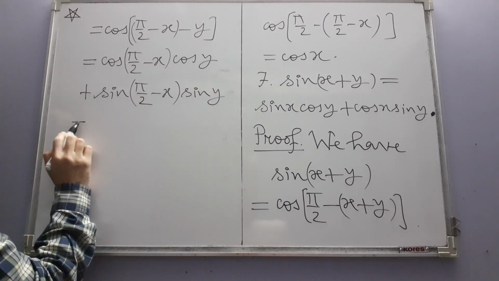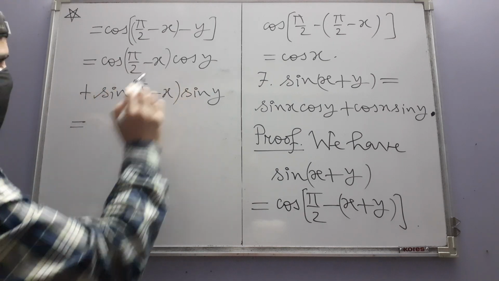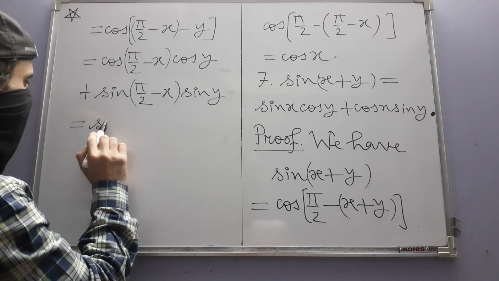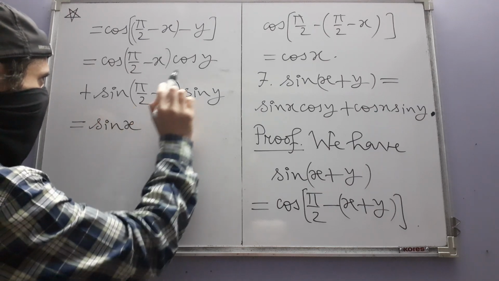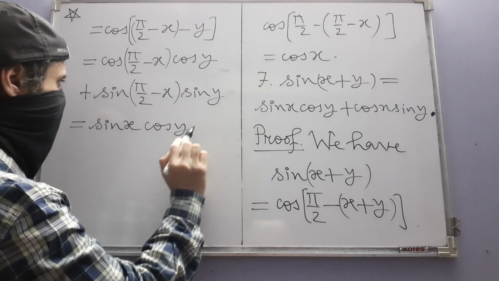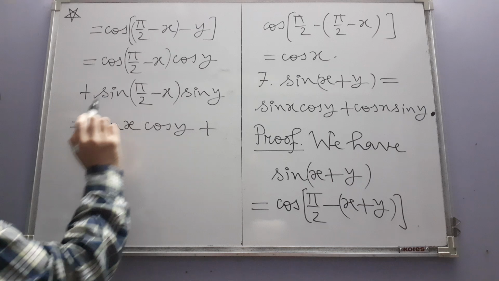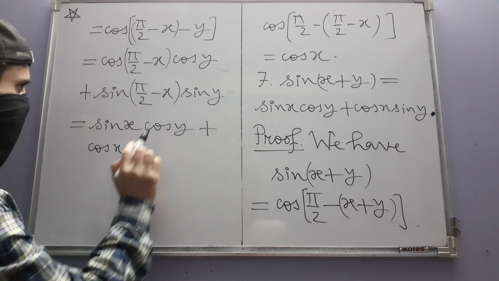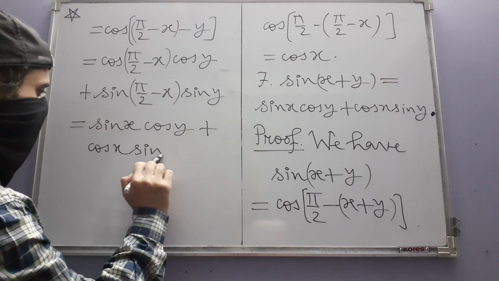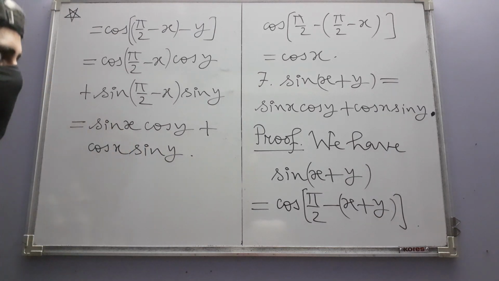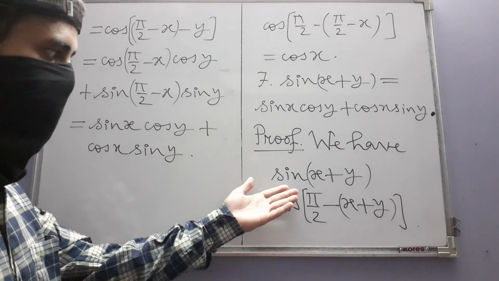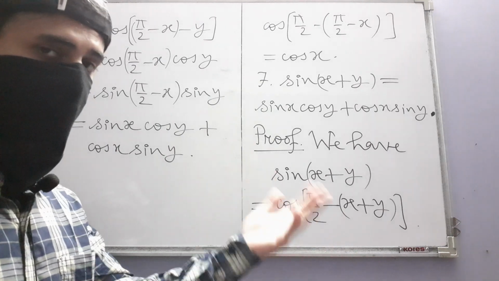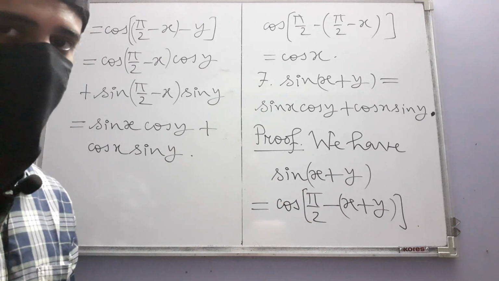Sine y. So cos(pi/2 - x) is sin x, and this is cos y, plus just like that sin(pi/2 - x) is cos x, and that is sin y. So using the fifth and sixth one, we now have a formula for the sine of a sum of two angles.